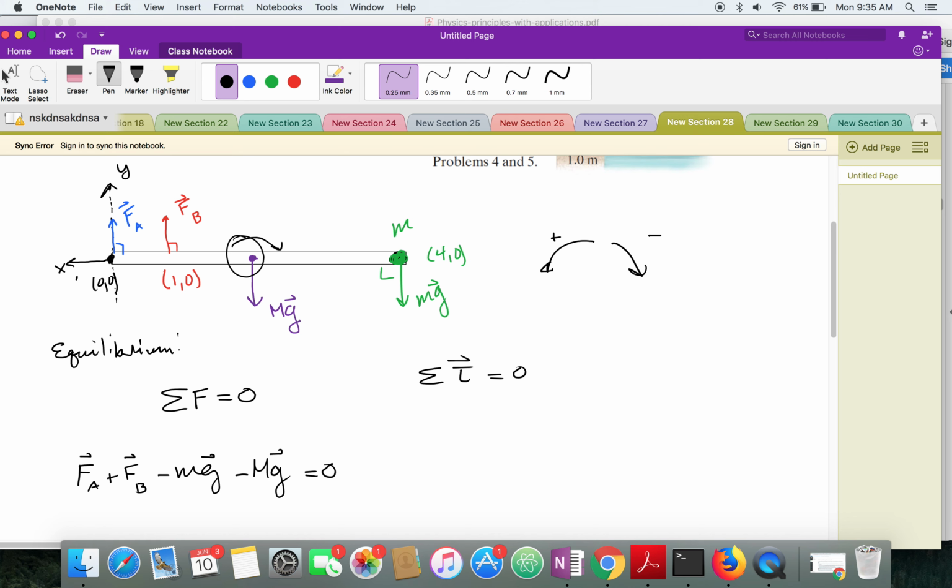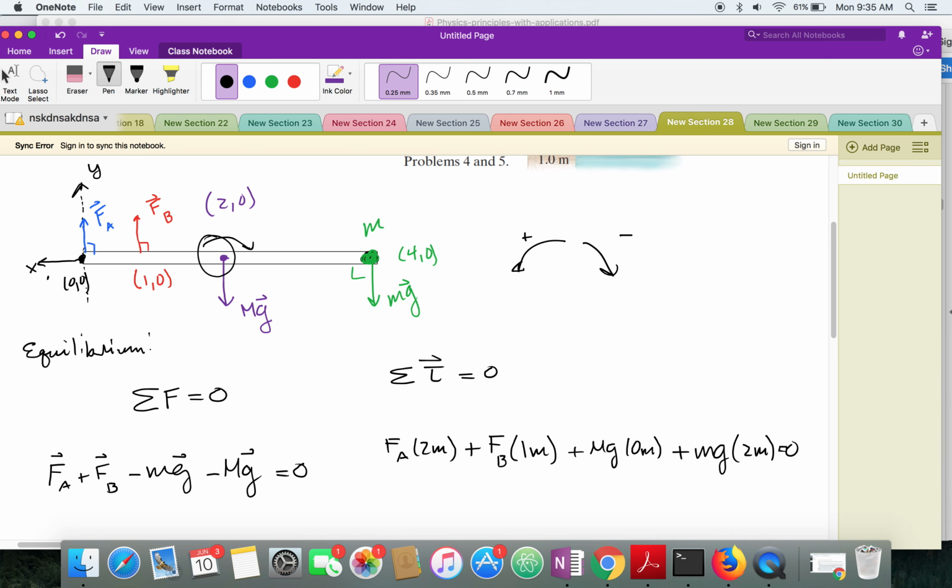So FA is now going to be, now this is dead center, right? So this coordinate, just to be clear, this whole thing is 2, 0, because it's dead center and the whole length is 4. So it's going to be FA times 2 meters plus FB times 1 meter. This one is times 0, so it doesn't matter, but I'll write it out anyway. Big Mg times 0 meters plus little mg times 2 meters equals 0, because this is 2 meters from the pivot.